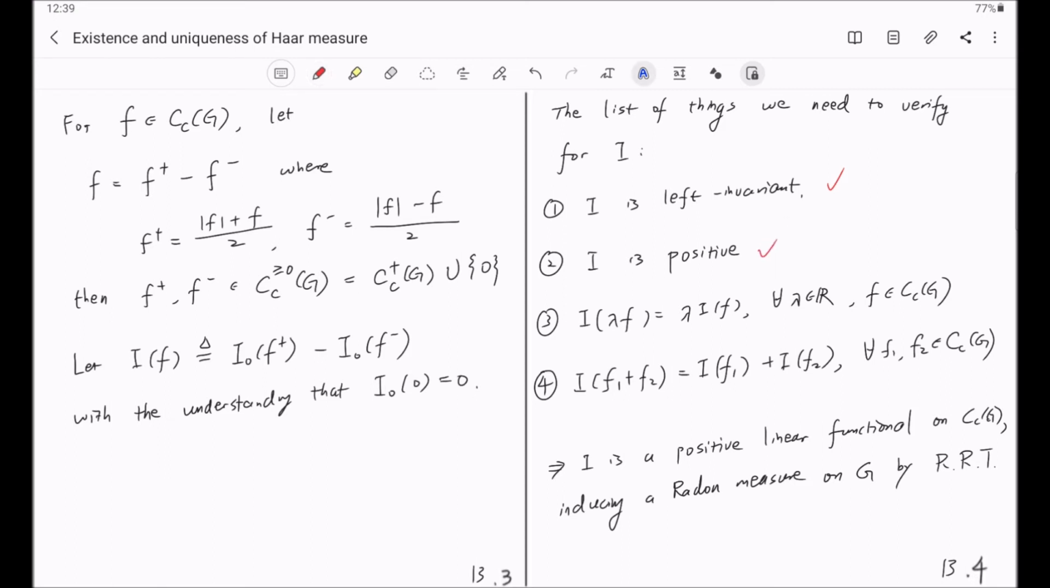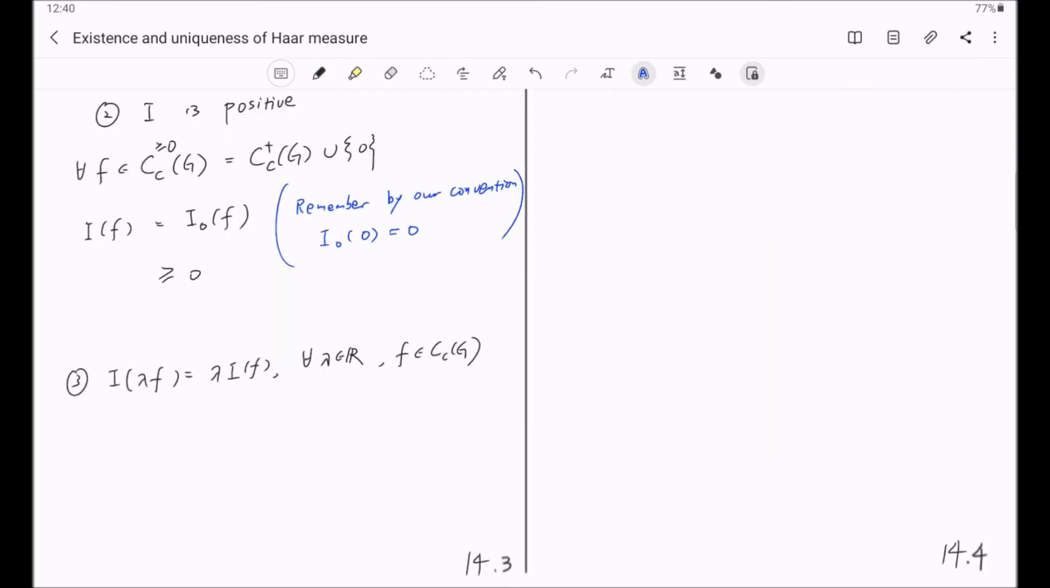And now let's check the third property, namely, that I commutes with scalars. There are several subcases to consider. If lambda is 0, then I of 0 is 0, by what we did here, the convention. So in this case, we have the trivial equality.